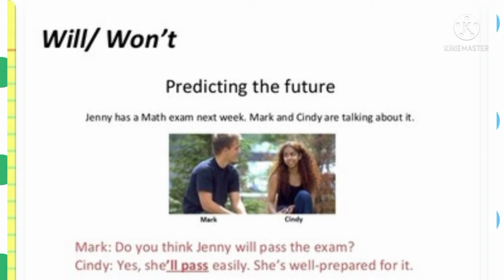Situation is this: Jenny has a maths exam next week. Mark and Shinji are talking about it. So how will they talk? Mark: Do you think Jenny will pass the exam? Shinji: Yes, she'll pass easily. She has prepared well for it. Okay, see, that is predicting the future. That means since the exam is next week, already predicting.